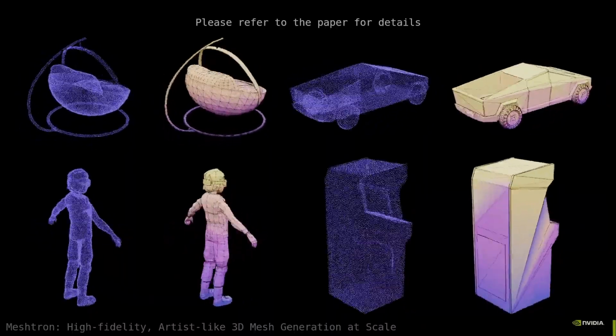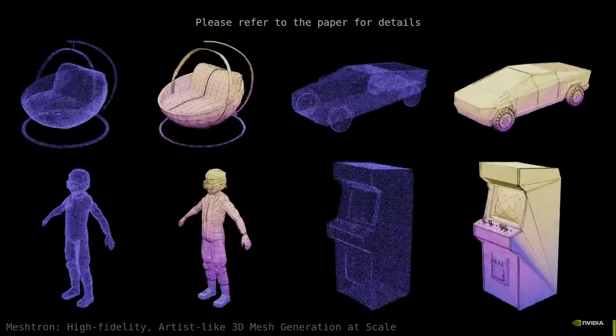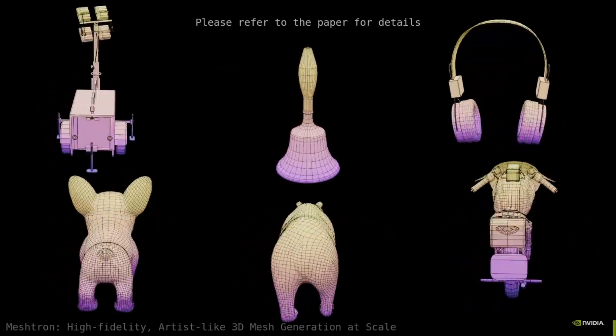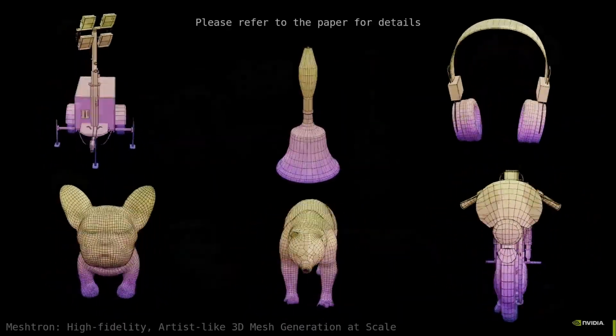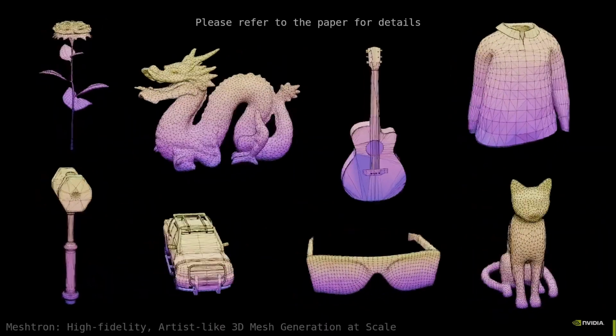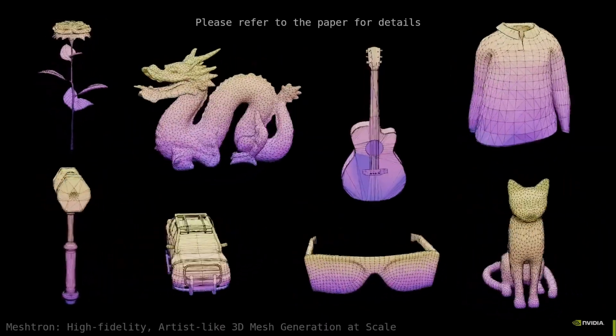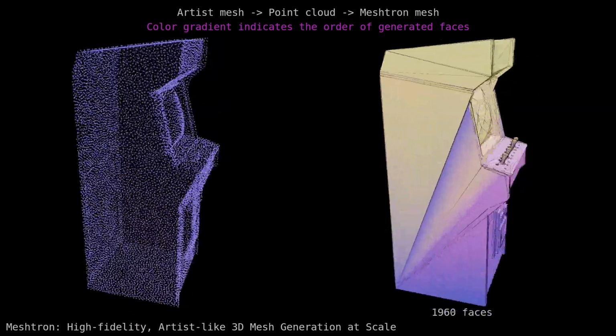MESHTRON consistently produced meshes with a much higher level of detail and a realism that the other methods just couldn't match. So it's not just about the number of faces, it's also about how those faces are arranged and connected to create a realistic-looking model. You got it. It's about that overall visual appeal and how natural the mesh looks.